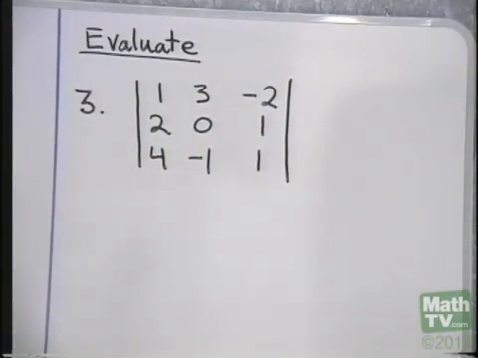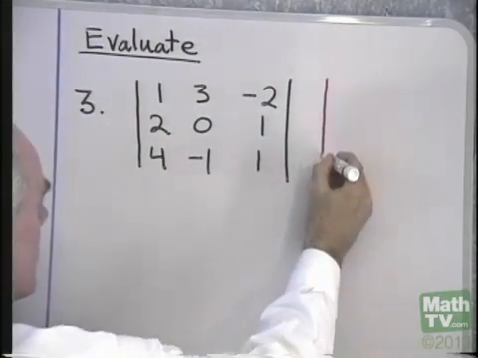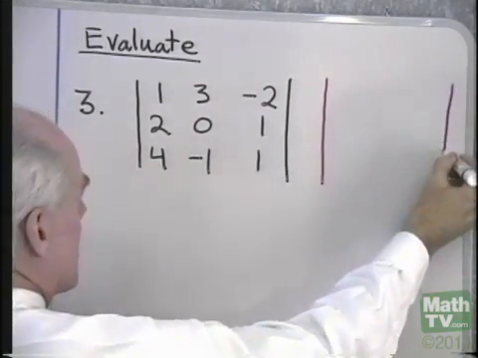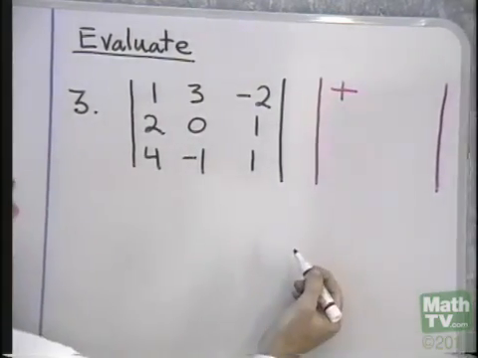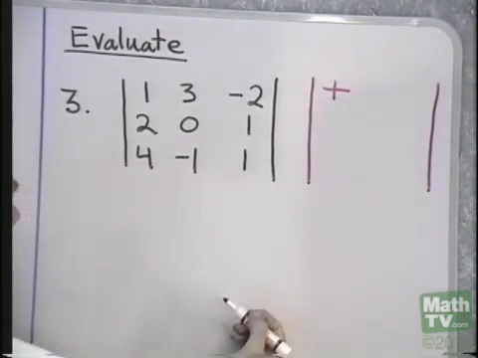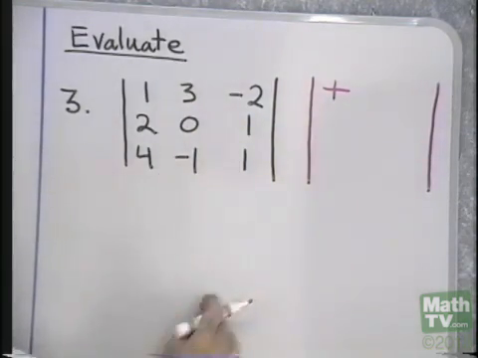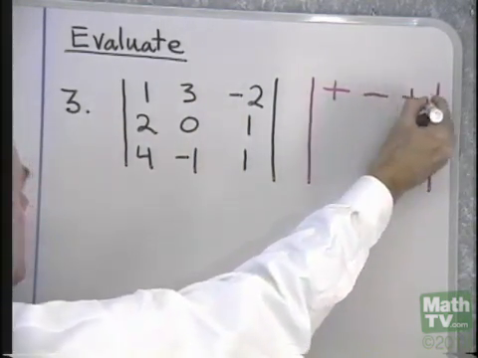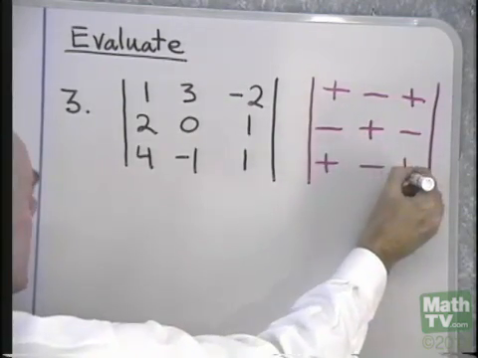We're going to evaluate this determinant by using what's called expansion by minors. So first thing I'm going to do is draw a sign array, which is just a determinant of plus and minus signs. It always starts with a plus sign in the upper left-hand corner, and then it alternates plus and minus across every row and down every column. I want as many entries here as there are over here. So it's going to be plus, minus, plus, minus, plus, minus, and then plus, minus, plus.